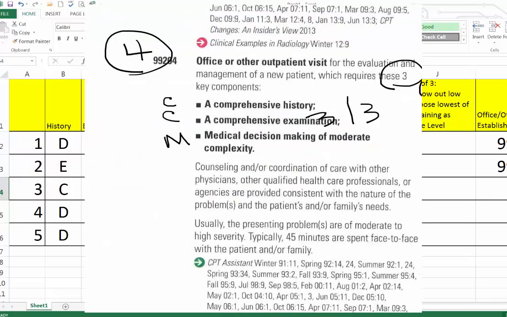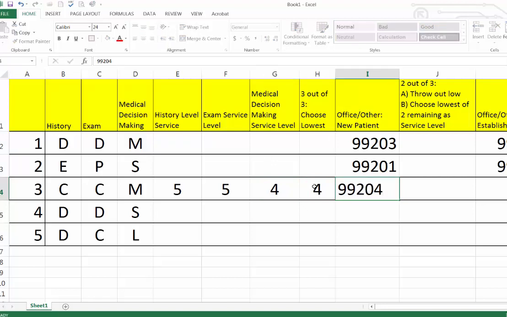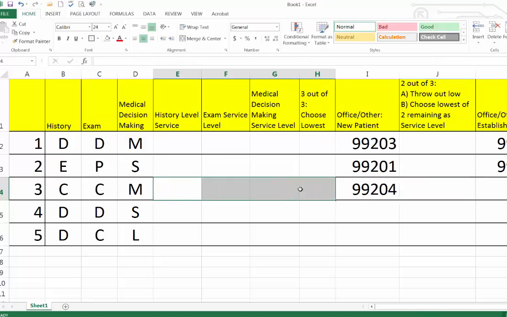5. Now, my decision making is moderate. Moderate decision making is only in one service level, and that is service level 4. So for a new patient in the office, I must go with whatever my lowest service level is. So 5, 5, 4, I must choose 4, which equates to 99204. Let's look at CCM for established patient.